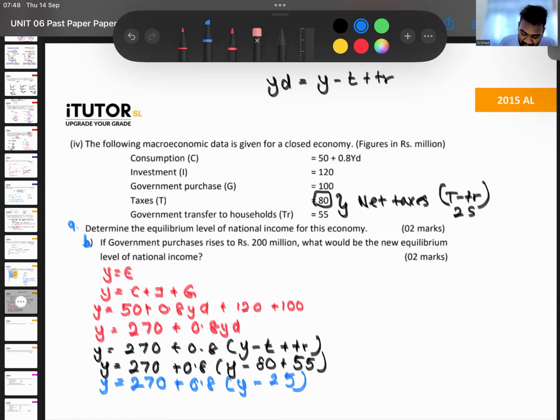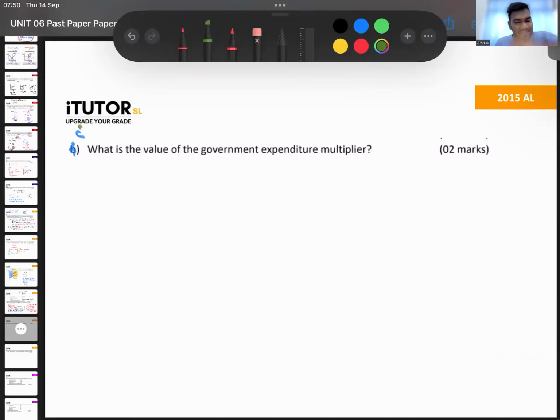Then the next question that we have is, if the government purchases rises to 200 million, what would be the new level of national income? Now just see, guys, in parts, this is why you have to read the next question also. Usually when you're doing a calculation, read all the sub questions. Don't do one sub question and then read the next one. In the next one they are asking what is the value of the government expenditure multiplier.